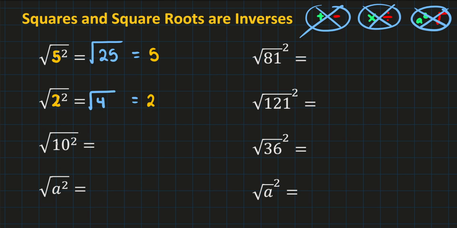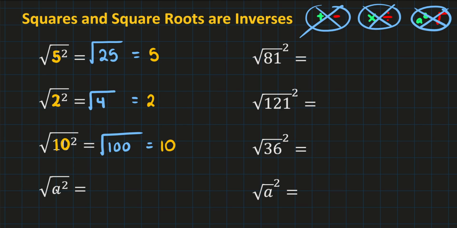So let's find out. What is the square root of 10 squared? Well, what's 10 squared? That's 100. So this becomes the square root of 100. And what's the square root of 100? By Jove, Mr. Grapp, it's 10. Hopefully you're seeing it. The square root of 5 squared was 5. The square root of 2 squared is 2. The square root of 10 squared is 10.